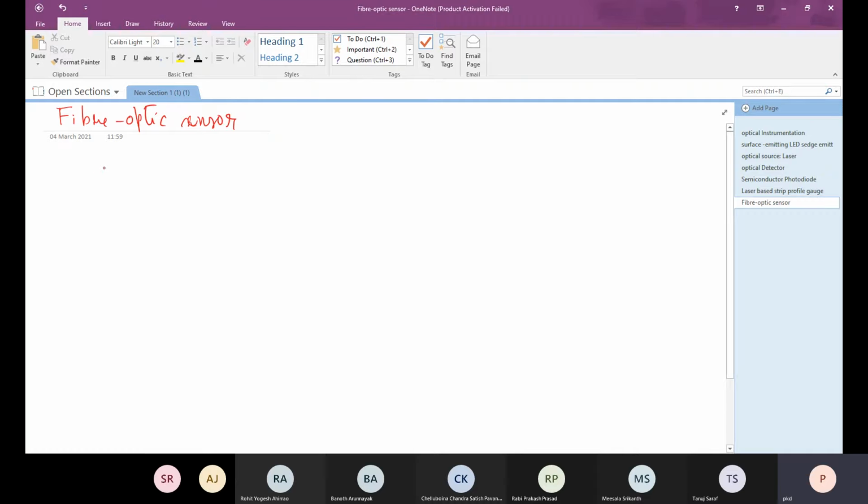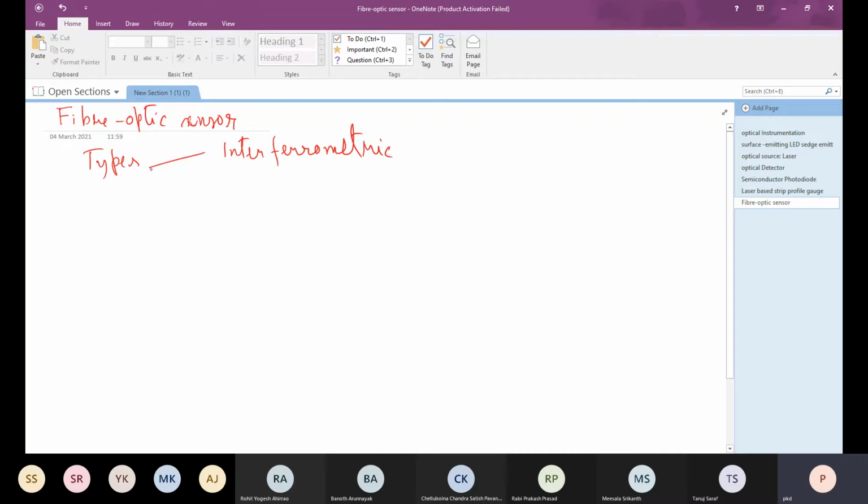Some of the sensors are interferometric fiber optic sensors, in which one arm of the optical fiber is perturbed and another arm acts as the reference arm. Then we have distributed fiber optic sensors.